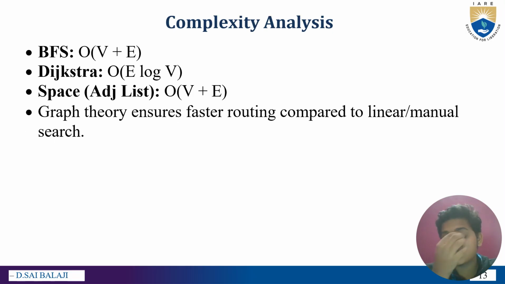Also the complexity analysis. Using BFS, the complexity is vertices plus edges, and Dijkstra has similar complexity with a log V factor, for finding the route and free spots. Graph theory ensures faster routing compared to linear or manual search. You can use Google Maps or other maps; they use graph theory to show you the shortest distances.